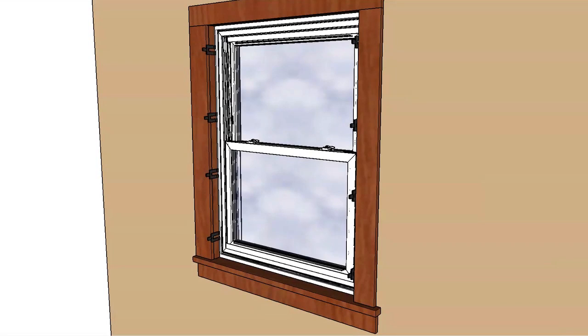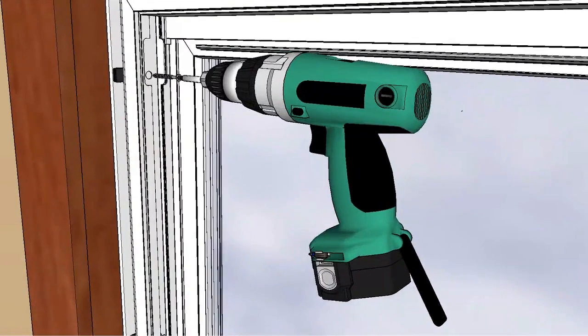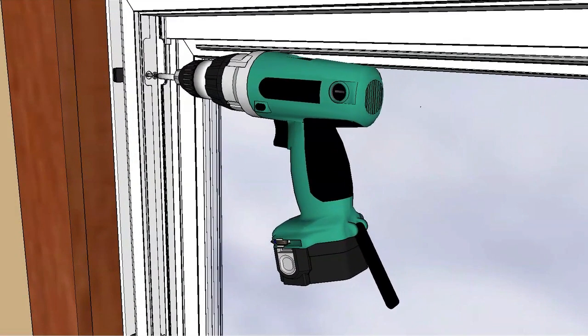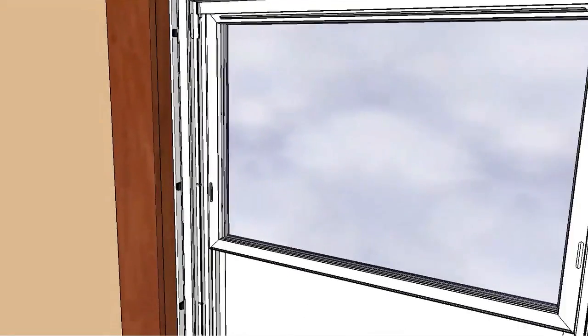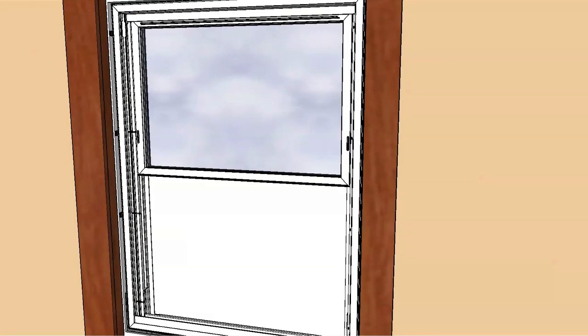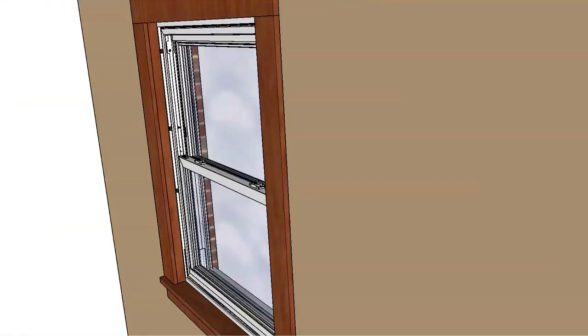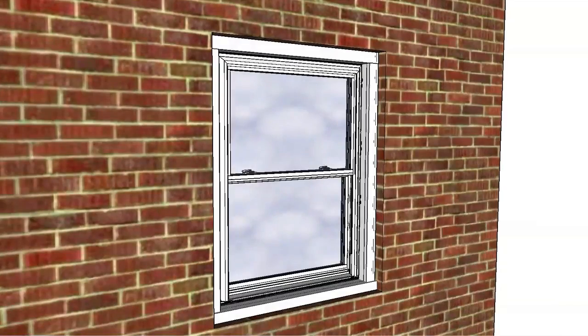Place shims and adjust the jam jacks, if present, according to the installation instructions to make the window plumb and square and to keep the sash to frame gap, or reveal, consistent. Drive screws at each pre-drilled hole. Refer to the installation instructions. Check for smooth operation. Refer to the installation instructions and make any necessary adjustments.